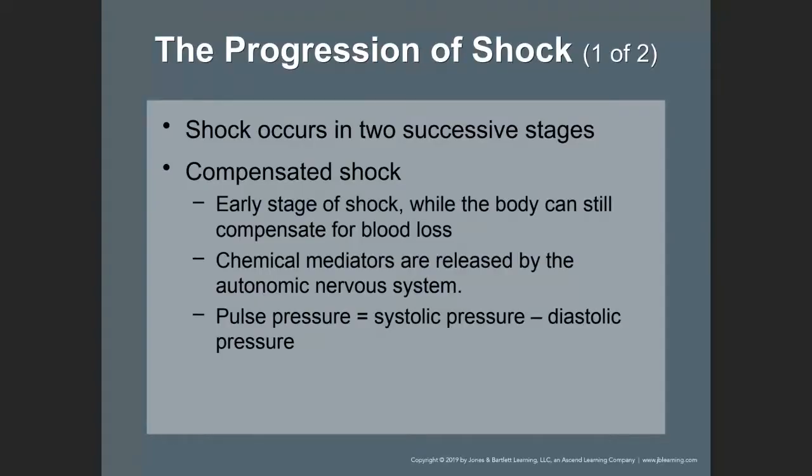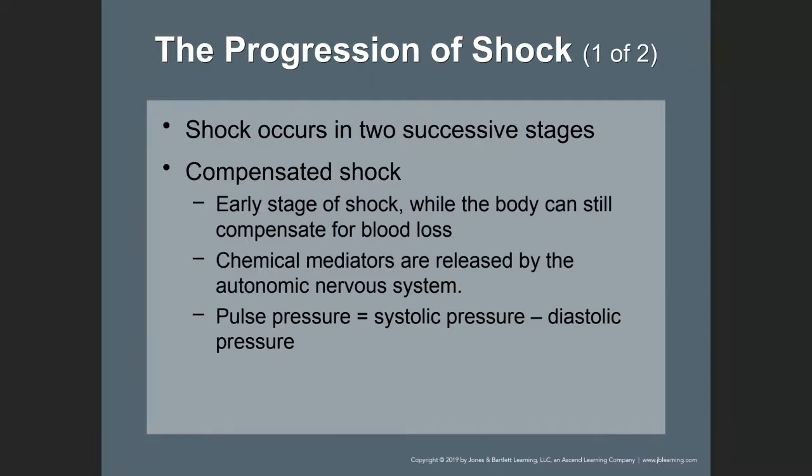Now, the progression of shock. Shock occurs in two successive stages. The first stage we're going to look at is the compensating stage. The compensating stage is the early stage of shock, while the body can still compensate for blood loss. Chemical mediators are released by the autonomic nervous system.